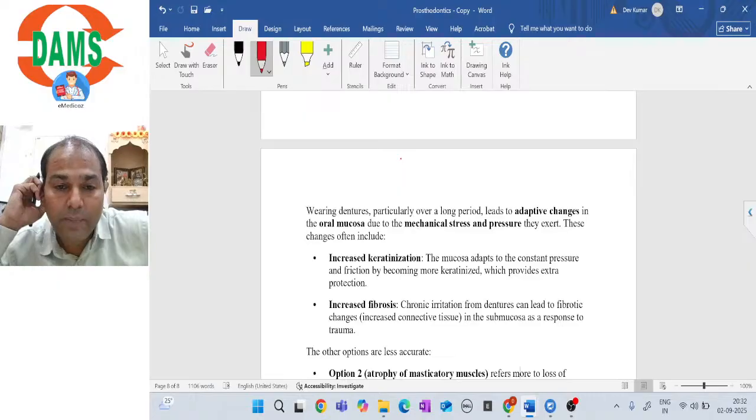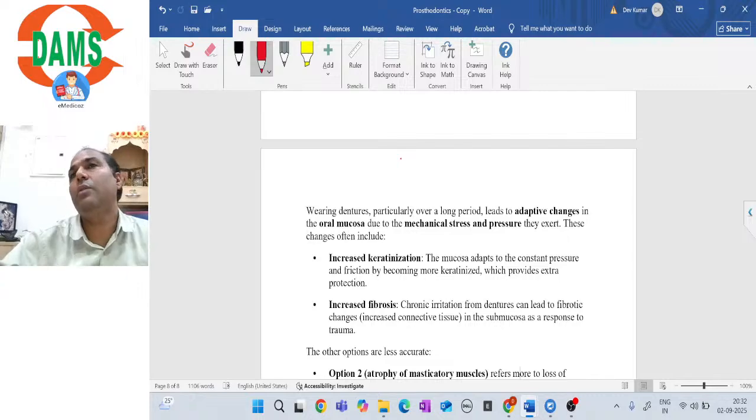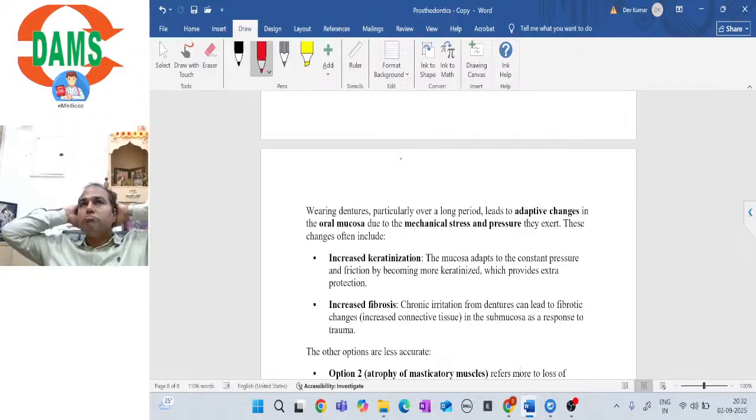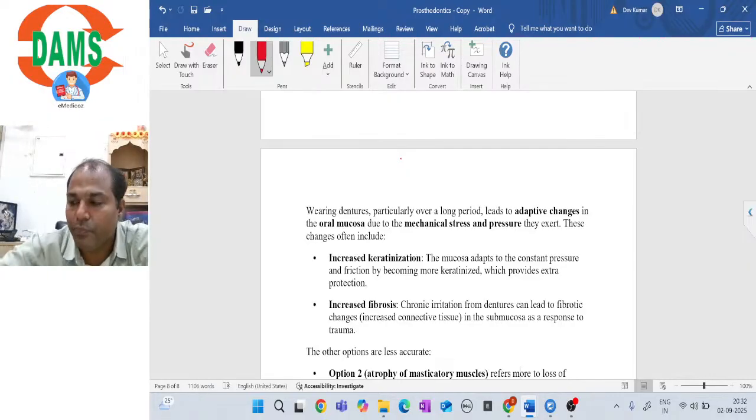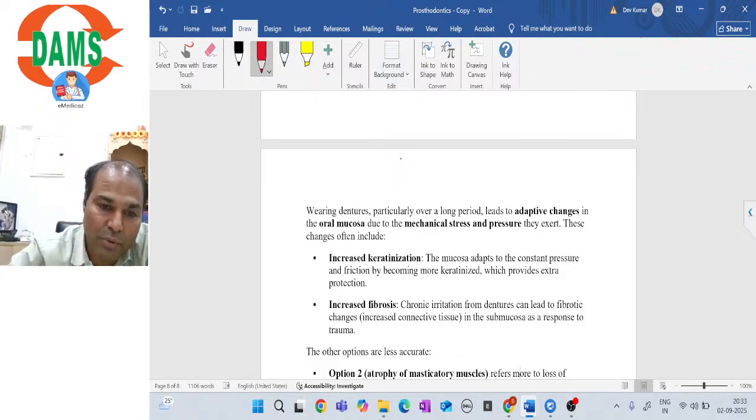Then if there is chronic irritation from the denture, it can also lead to increased fibrosis. The denture might lead to an exaggerated response too. The mucosa may become increasingly fibrotic if the denture is loose. So the first option is giving you more explanation. The best answer here is your increased keratinization and increased fibrosis.